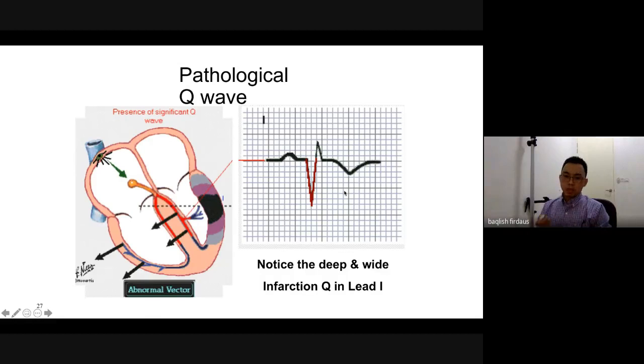When the patient has a pathological Q wave, it indicates that the patient already had an infarction. It means it's usually more than 12 hours post MI. It can be 12 hours, 24 hours, 3 days, 1 week, 1 month.